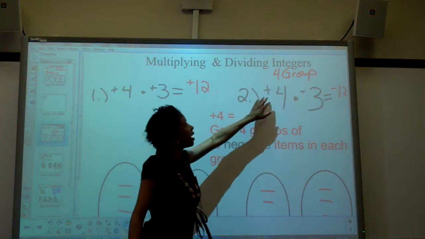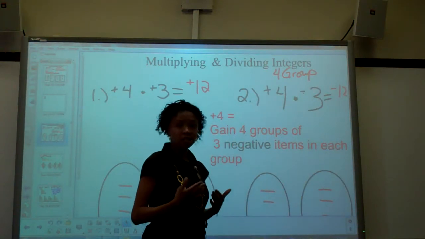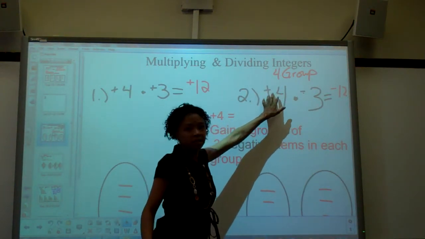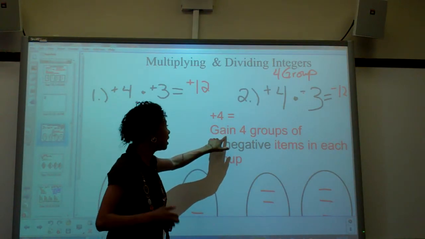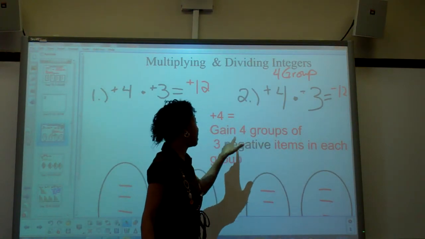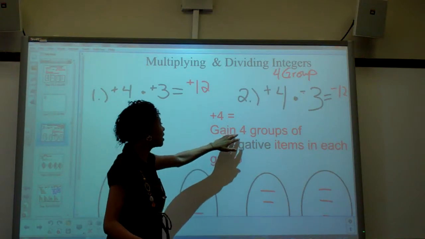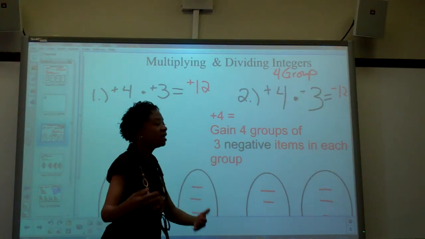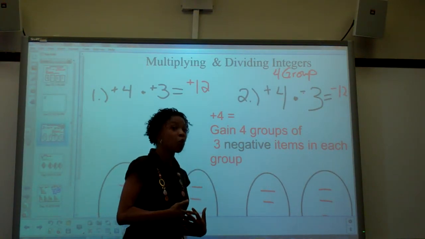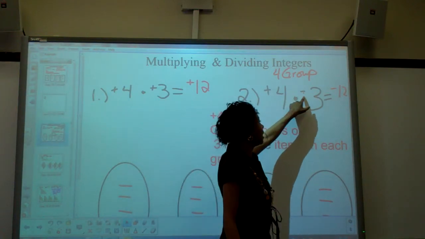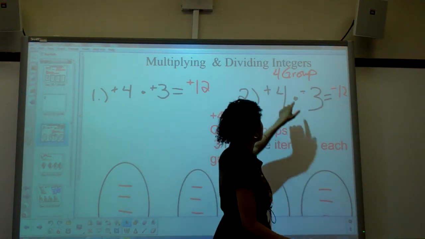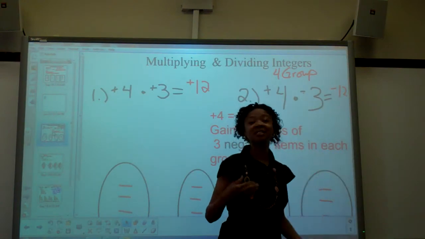And then we have a positive times negative. First of all, let's understand what that means. What does the positive 4 mean? It means to gain or get. What are we getting or gaining? 3 negative items. We're gaining negativity. Gaining negativity means you're going to be more negative. So when you gain negativity, you'll be more negative. That's why a positive times negative is negative.